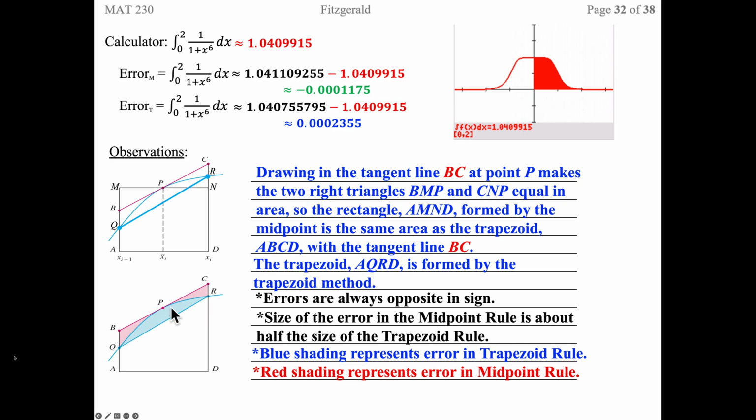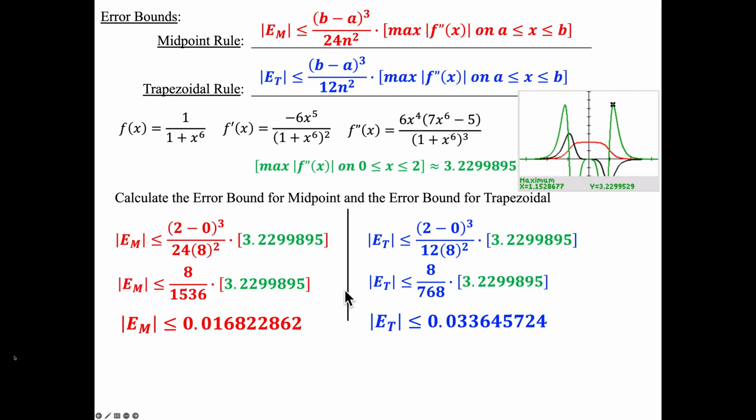So you can kind of see that in my shape here. In red, that's my midpoint error, if you will. And in blue, that's my trapezoid error. And it definitely looks like the trapezoid is covering more space, more area than what's shaded in red. Okay, so that's, if we're looking for our error compared to exact area, that's always going to be a tendency. All right, error bounds.